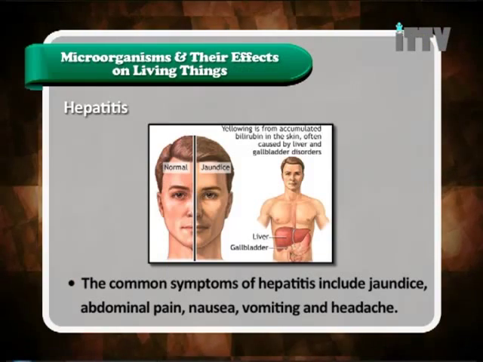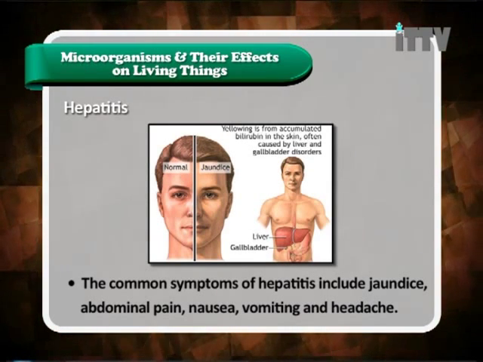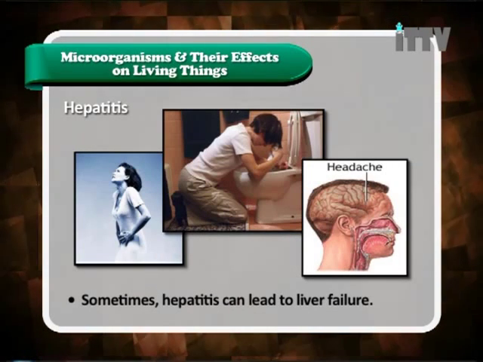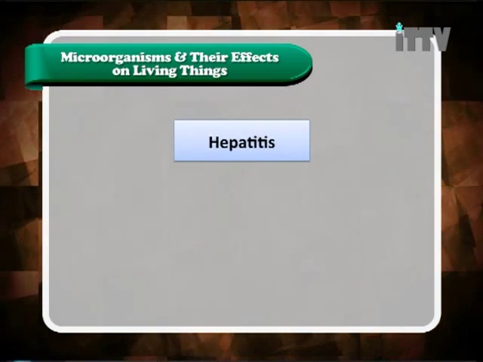Now let's look at the symptoms of hepatitis. The common symptoms of hepatitis include jaundice, abdominal pain, nausea, vomiting and headache. Sometimes hepatitis can lead to liver failure. Now hepatitis is something common, but on top of that we have learned there's such a thing as hepatitis A, hepatitis B and hepatitis C. Now they are spread differently. Let's look at one at a time. There are several types of hepatitis.